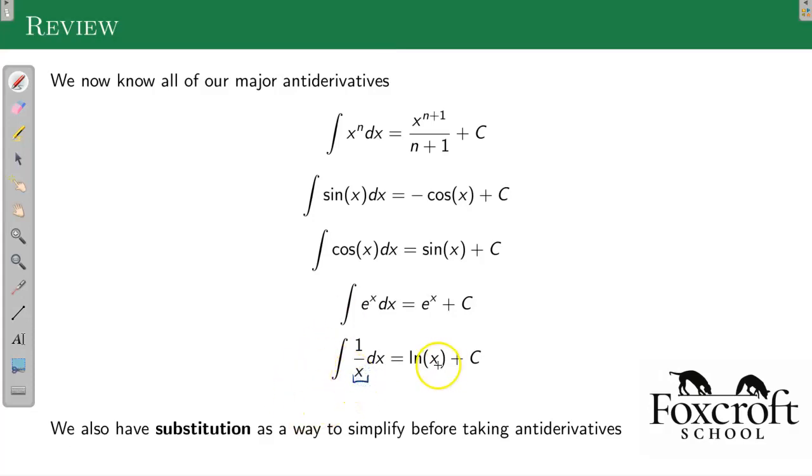1 over x turns into the natural log again. Generally, there'll be absolute values there. We also have substitution as a way to simplify our antiderivatives so that we can get them to look like one of these and then do the antiderivative. The antiderivative part is the really hard part. We need it to look pretty simple to do an antiderivative, so we use u substitution to simplify first before we do that.